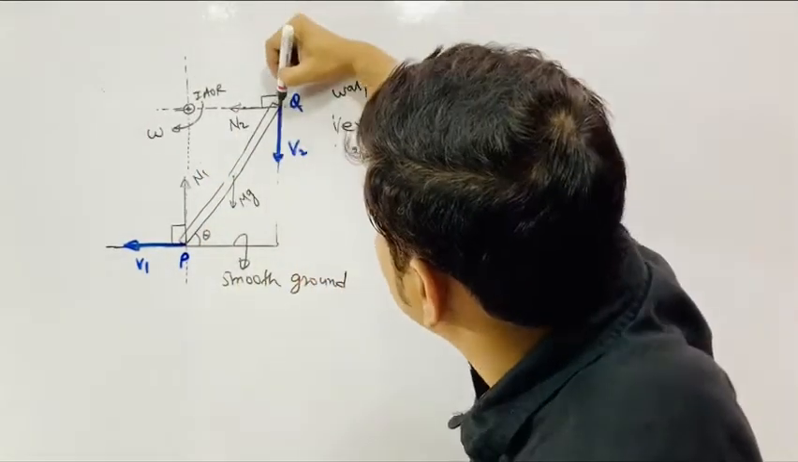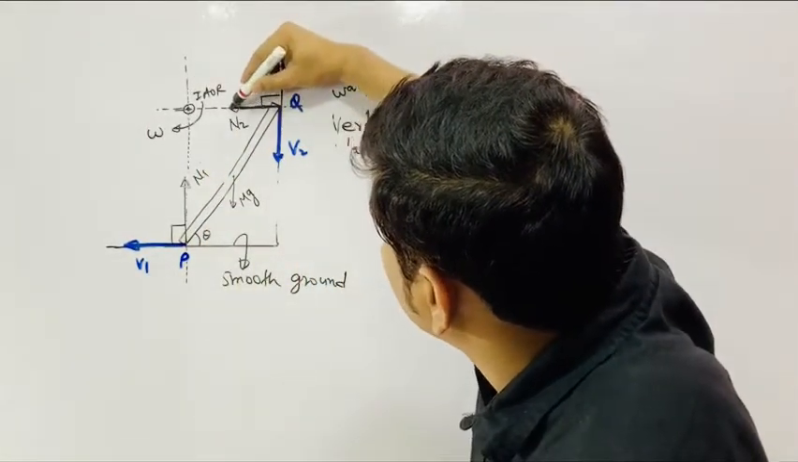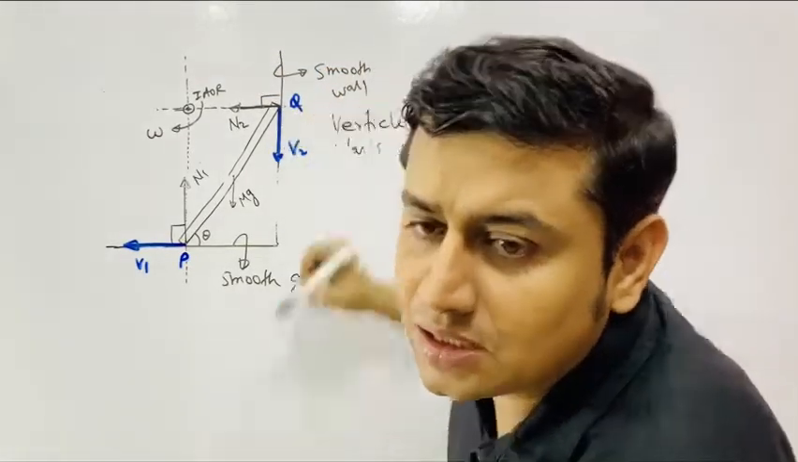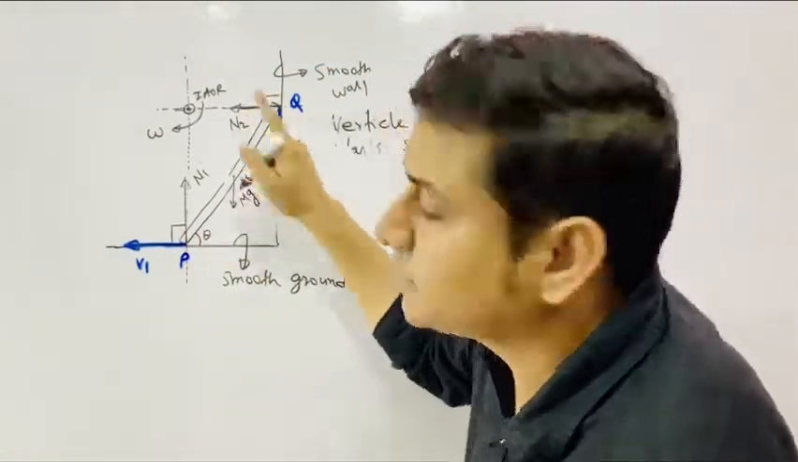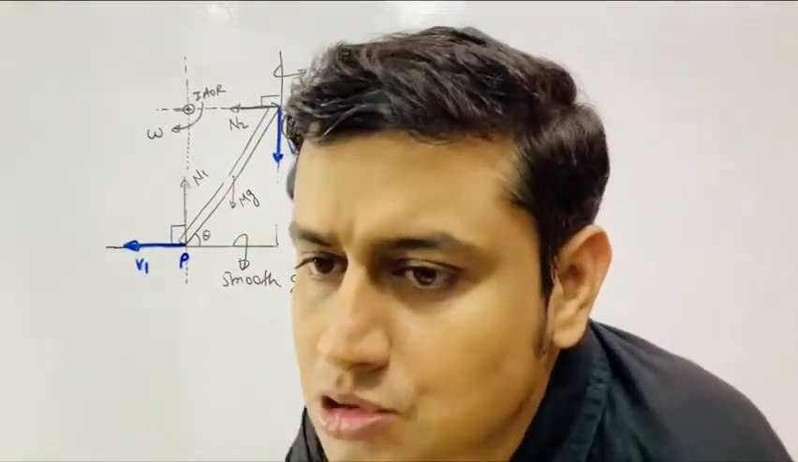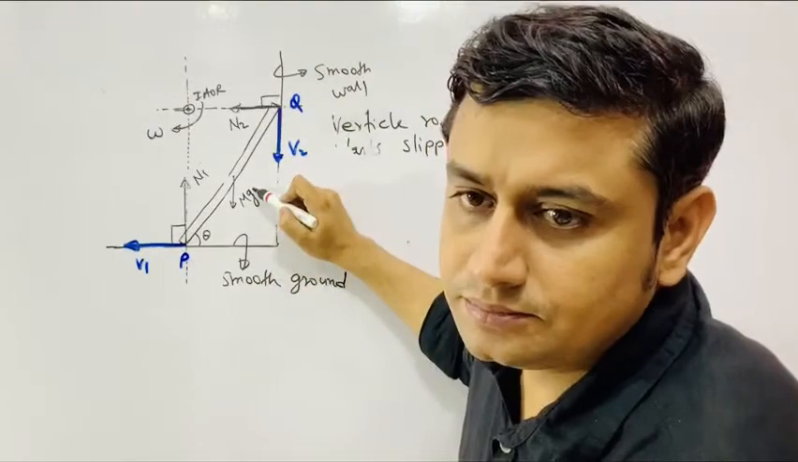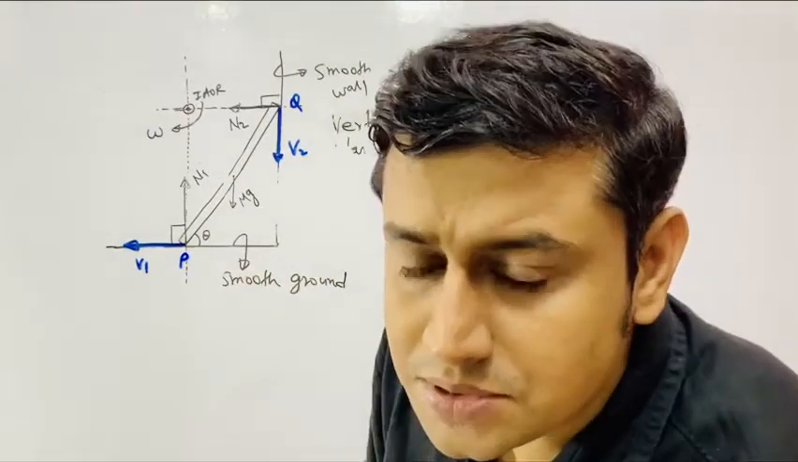At this point, the normal is always acting horizontal and the point of application is moving vertical. The angle between the displacement vector and the force vector is 90 degrees. It is also not doing any work. Who is doing work? Only Mg. And what is the work done by Mg?